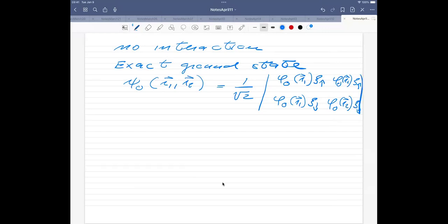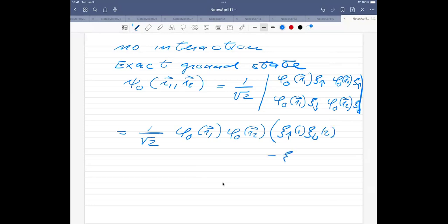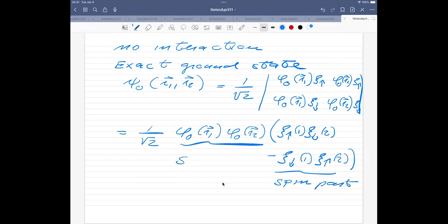So this is a determinant, and that's going to look as follows. I can now isolate the spin parts, psi R2. So this is now the spatial part. And then I have a spin part, which is a spin up for particle 1, spin down for particle 2, minus a spin down for particle 1 times a spin up for particle 2 here. So the second part is the spin part of the wave function, and this is the spatial part.